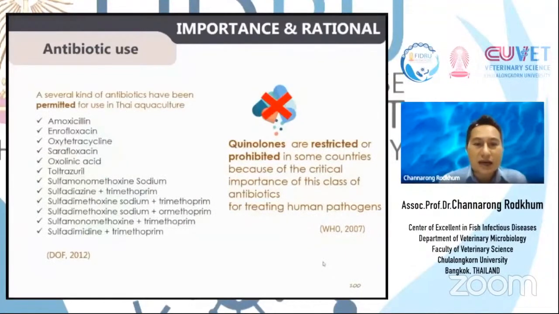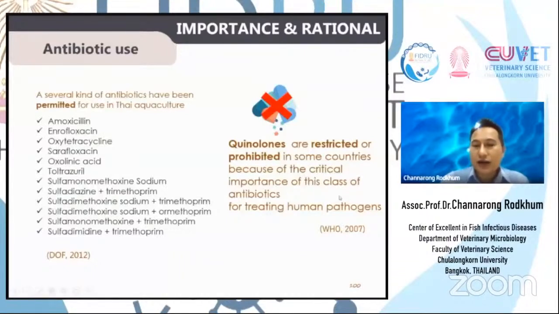Several kinds of antibiotics have been permitted for use in Thai aquaculture, including amoxicillin, enrofloxacin, oxytetracycline, sarafloxacin, oxolinic acid, florfenicol, and many sulfonamide drugs, such as sulfadimethoxine or trimethoprim drugs. These are the antibiotics that we permit for use in Thailand, and it will be different in each country. It depends on the institute that controls antibiotic use in each country.